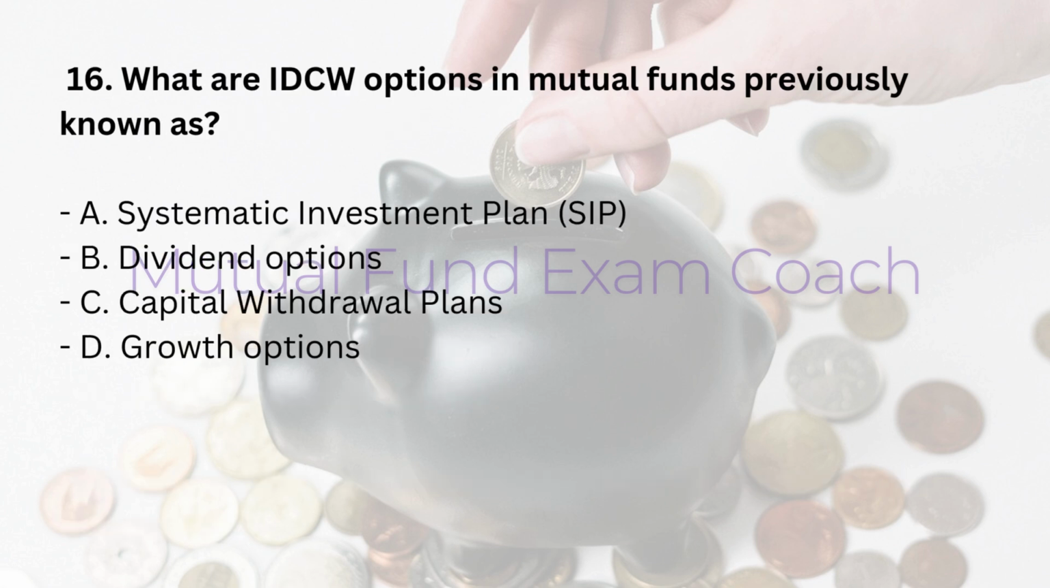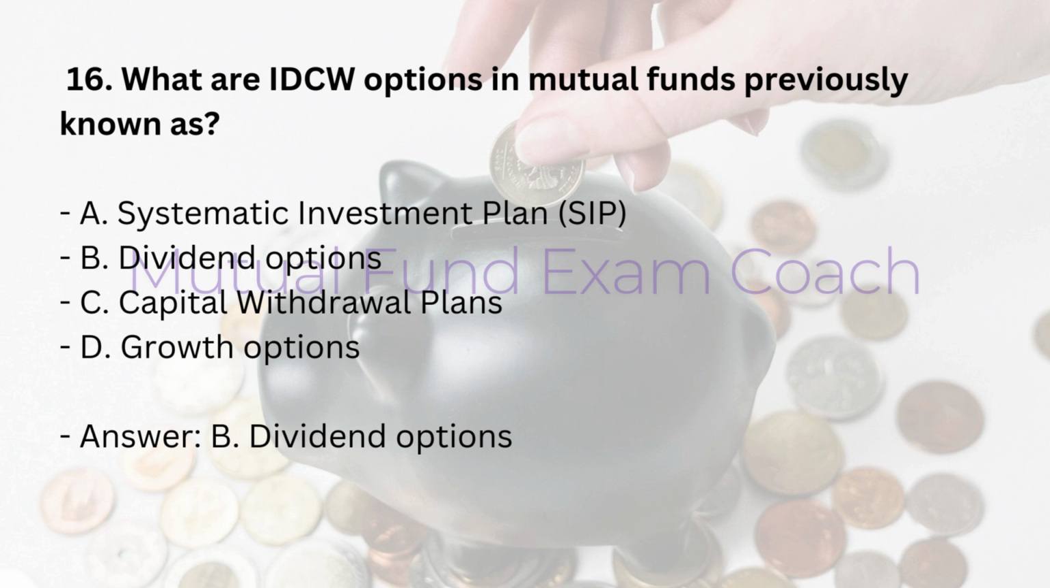16. What are IDCW options in mutual funds previously known as? A. Systematic investment plan, SIP. B. Dividend options. C. Capital withdrawal plans. D. Growth options. Answer: B.